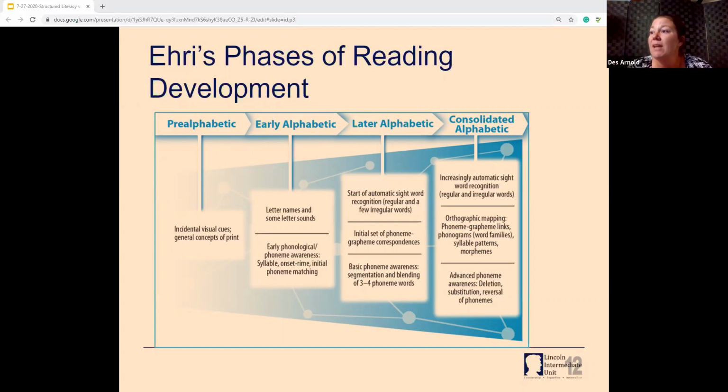Initial set of phoneme grapheme correspondences. So we're starting to see that bridge into phonics. Basic phoneme awareness, 3 to 4 phonemes. And then our more advanced students fall into the consolidated alphabetic phase, where there are more sight words, there's orthographic mapping, that strong phonics bridge, and advanced phoneme awareness, where we're talking about deletion and substitution and reversal of phonemes.